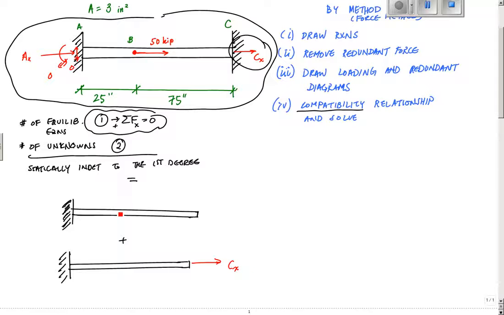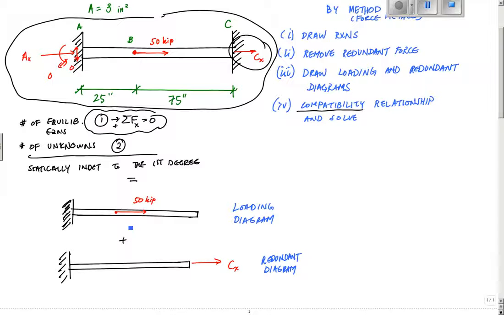When I remove this, I just have to make sure I include my loading, which is 50 kips here. This is called my loading diagram, and this is my redundant diagram. Together, these are my loading and redundant diagrams. If I was statically indeterminate to the second degree, I'd have another redundant diagram.